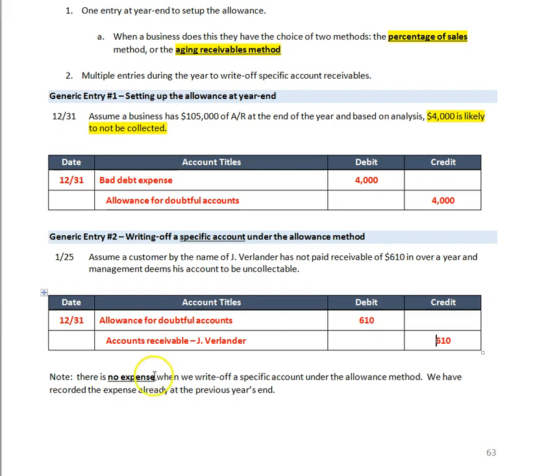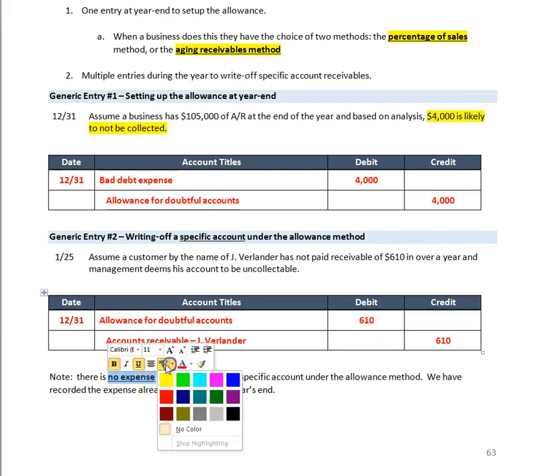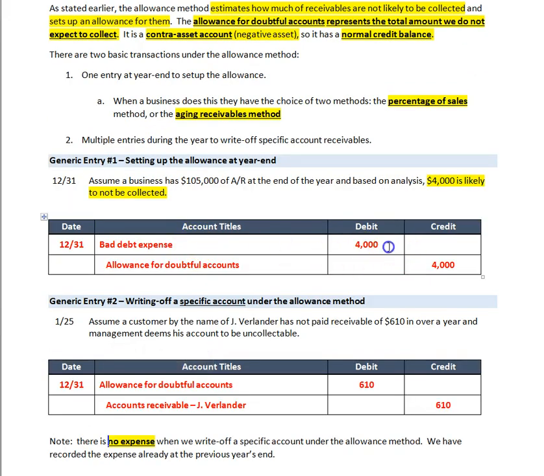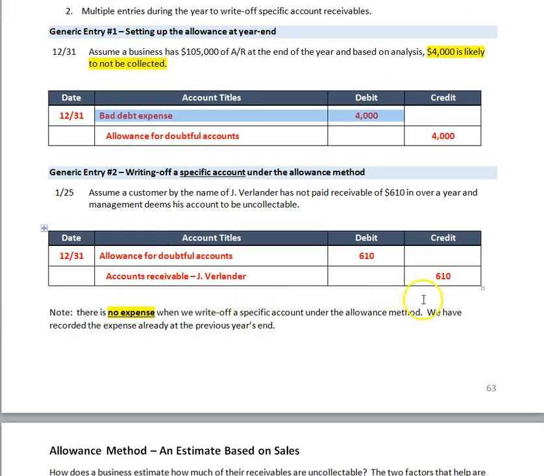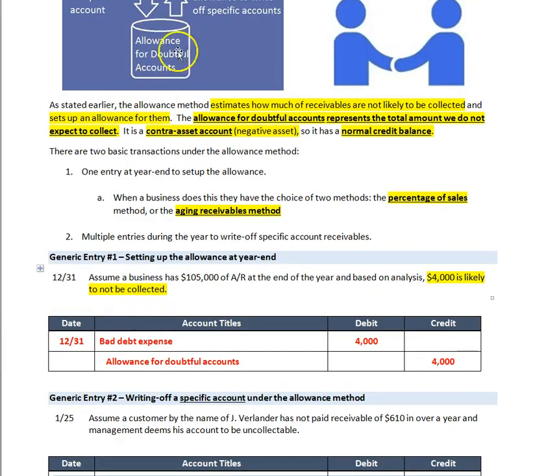So note, there's no expense here. We've already recognized the expense at year end. This is why it is the GAAP method, because we got this expense in the prior year where it belonged, because that's where we made the sales and the receivables. There's no expense right here. All we're doing is using the allowance that we set up at year end.